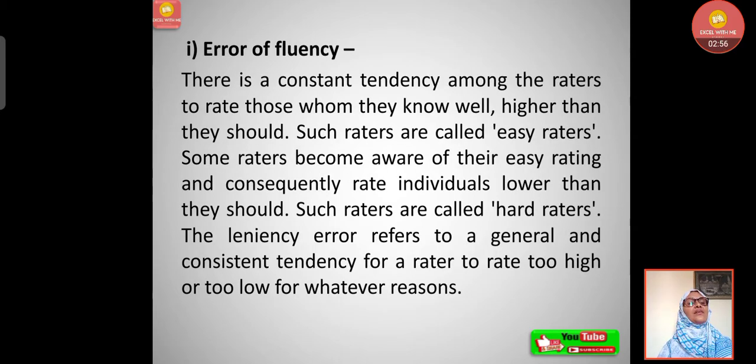The first one is error of leniency. That is, there is a constant tendency among the raters to rate those whom they know well higher than they should. Such raters are called easy raters. Some raters become aware of their easy rating and consequently rate individuals lower than they should. Sometimes they do higher, sometimes they do lower. Such raters are called hard raters. The leniency error refers to a general and consistent tendency for a rater to rate too high or too low for whatever reasons. That's one error of leniency.